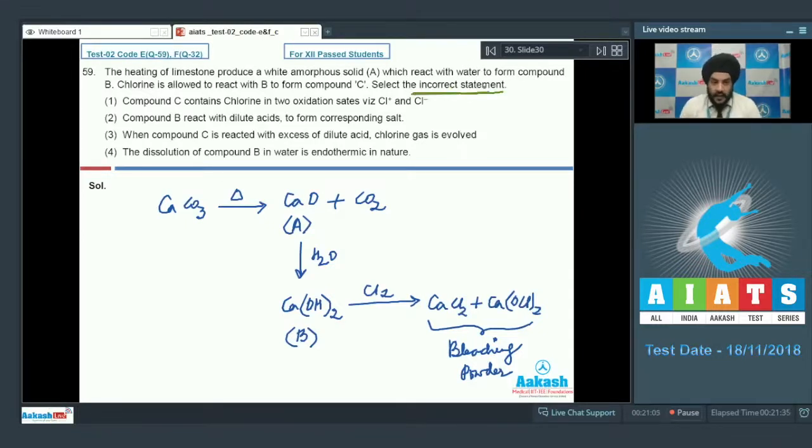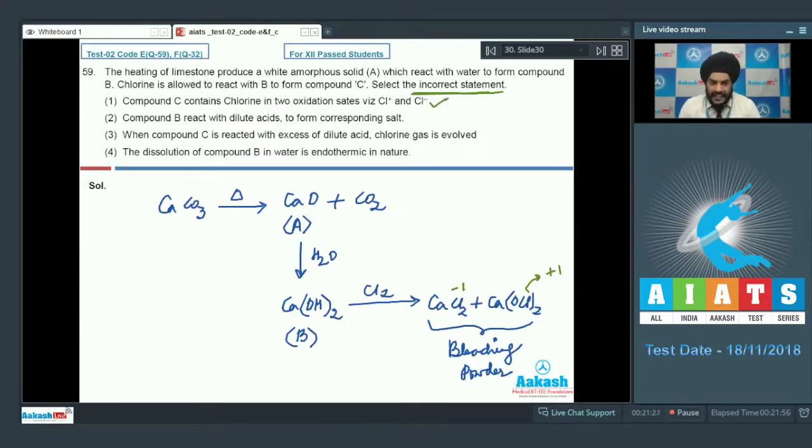So option 1, compound C contains chlorine in two oxidation states, viz. +1 and -1. So the statement is correct, students. In CaCl2, the chlorine is present in a state of -1, whereas in CaOCl2, chlorine is present in a state of +1. Let us look at the second option now.